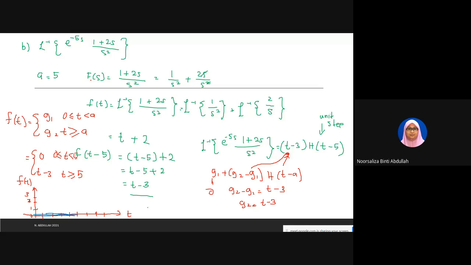T equals to 5. So F5 equals to 5 minus 3, so equals to 2. Okay, so ni dia di sini. F4 equals to 4 minus 3 equals to 1, tapi kita tak nak kan? Dia start dengan 5. So F6 equals to 6 minus 3 equals to 3. Okay, jadi dia naik macam ni.